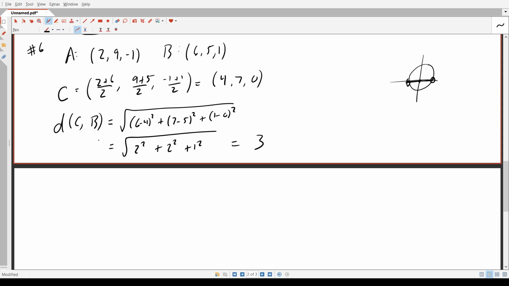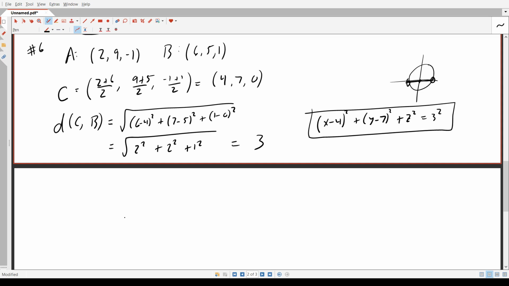But now I can write the equation of the sphere. So this is going to be x minus 4 squared plus y minus 7 squared plus z minus 0 squared equals 3 squared. Well, I guess this would be 9, but same thing.